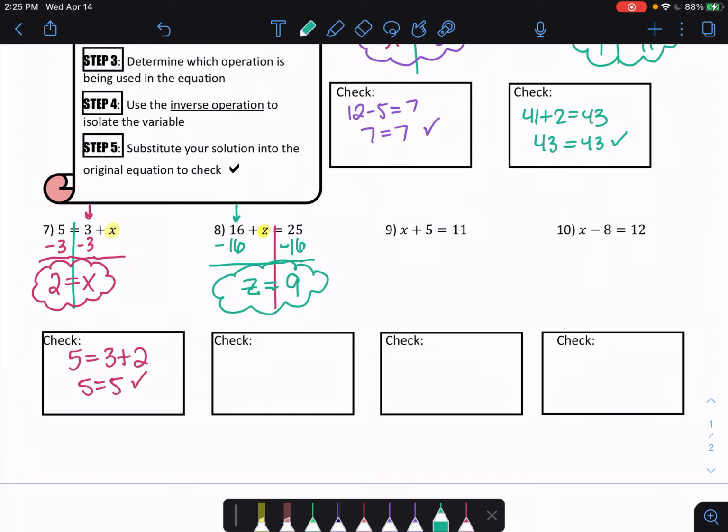So now I can check. So 16 plus 9 equals 25. 25 is equal to 25. Perfect.